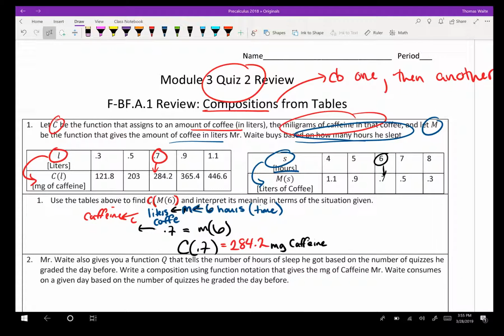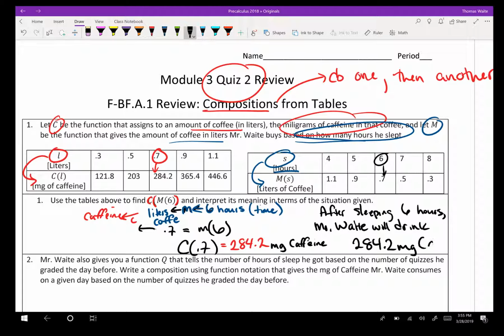To interpret its meaning, we need to know the input and the output. So I'm just going to put this in a sentence. I know my input was 6 hours, and that was the time slept. So after sleeping 6 hours, Mr. Waite will drink 284.2 milligrams of caffeine.